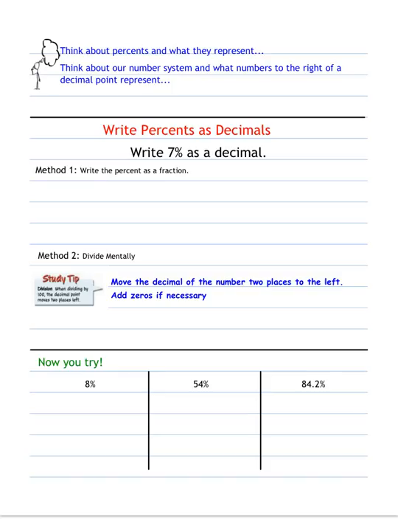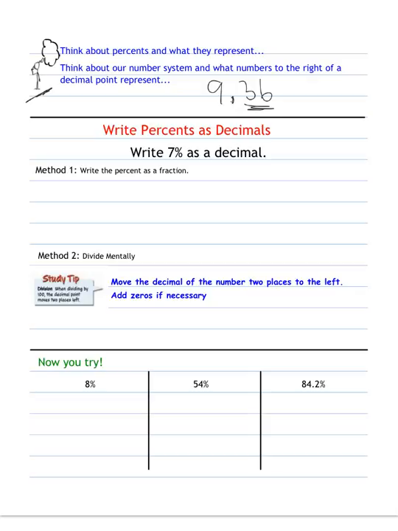So I want you to think about these questions here. Think about percents and what they represent. If you remember from the 4-6 video, we talked about how percents are a number out of 100. Also, think about our number system and what numbers to the right of a decimal point represent. So for example, 9 and 36 hundredths, what does this represent in our number system?